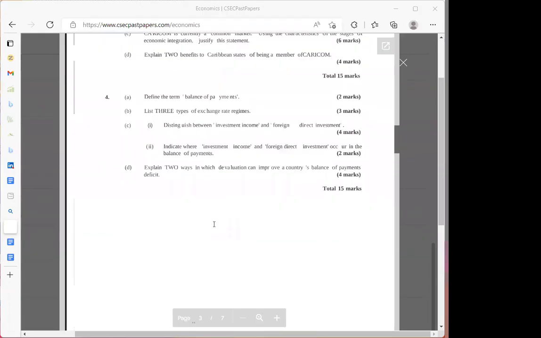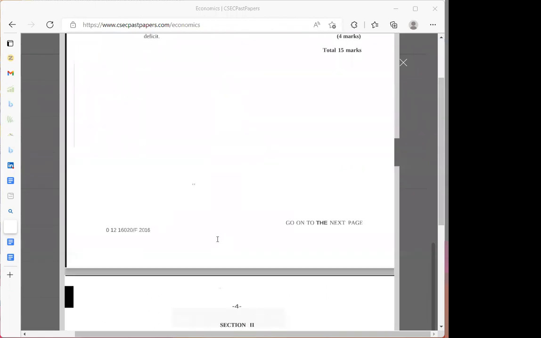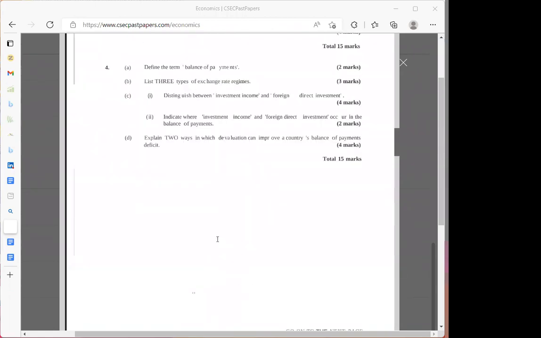Explain two ways in which a devaluation can improve a country's balance of payment deficit. Two ways in which a devaluation can improve a balance of payment deficit. So you might want to highlight what a devaluation is and how it can have these effects.